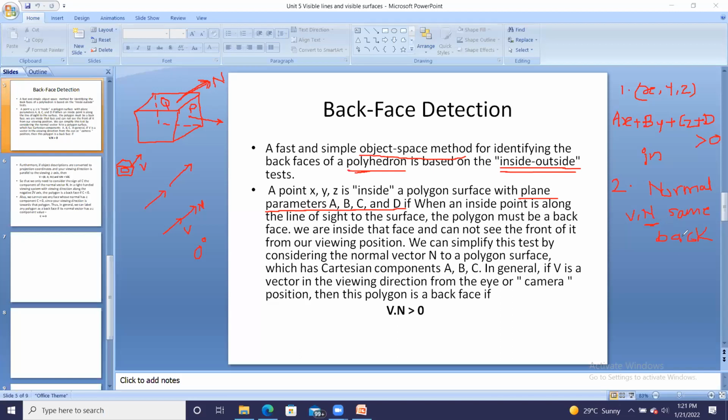कळतं इथपर्यंत? Yes, students. Yes, students, whether you are getting? मॅम एकदा रिपीट करा. ओके.